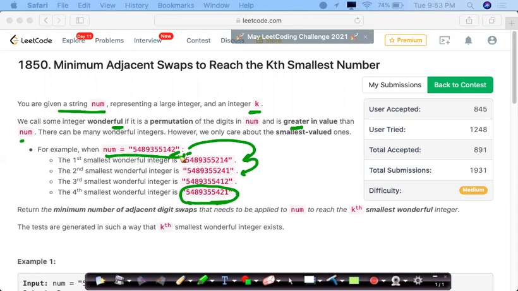Now you need to return the minimum number of adjacent digit swaps that need to be applied on the original number to reach this kth smallest wonderful integer. This is the question given to you. Now, before moving to the hint of this problem, I would suggest you to please pause the video once, try it on your own, and then only move to its hint.